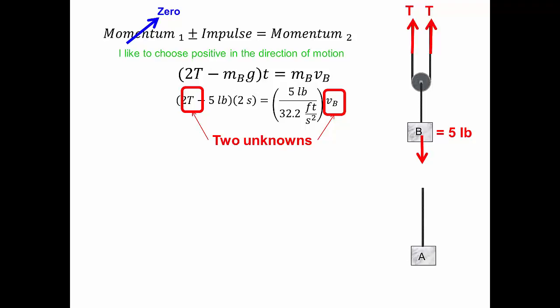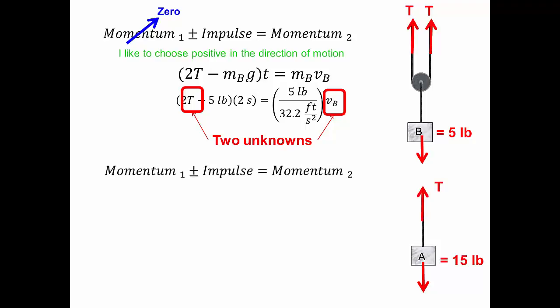Well, let's look at block A. In this case, I've got a weight of 15 pounds and one tension in the cable. We'll use the same impulse and momentum equation. Again, our initial momentum is 0 because there's no initial velocity.